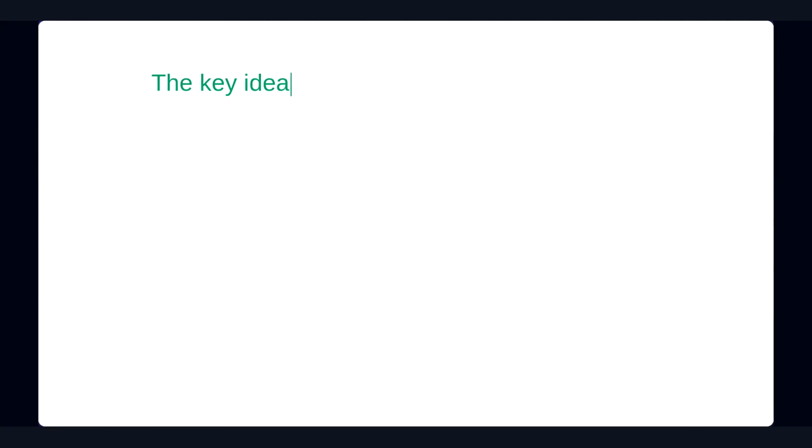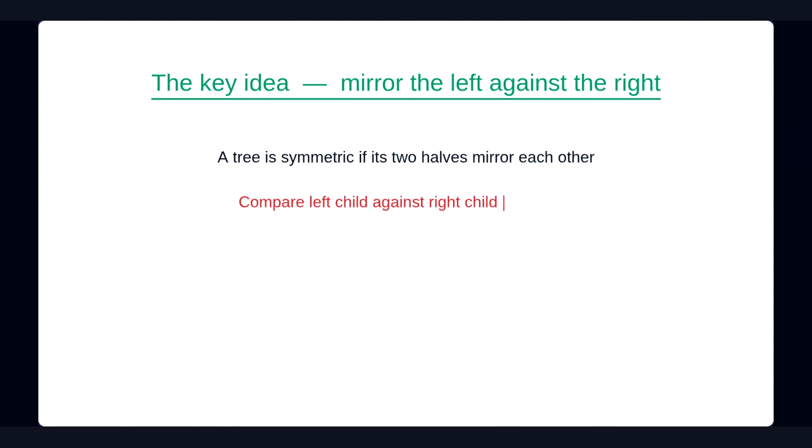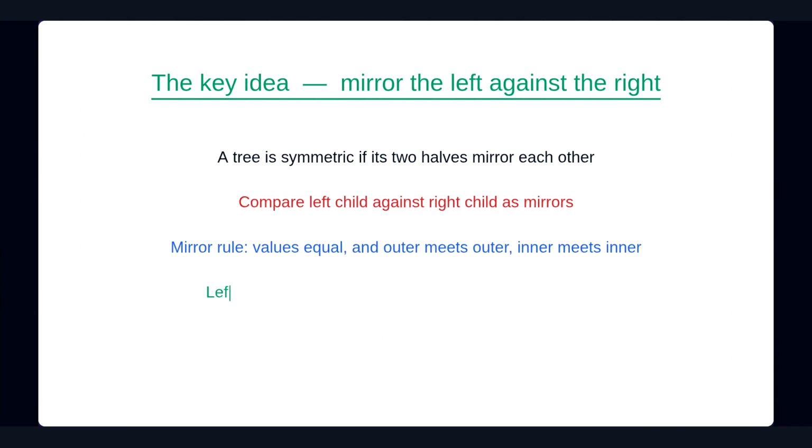Symmetry is really a mirror comparison between the root's 2 children. We write a helper that takes 2 nodes and asks, are these mirror images? If both are empty, yes. If only one is empty, no. If their values differ, no. Otherwise, and this is the key, the outer sides must mirror, so the left node's left child pairs with the right node's right child, and the inner sides must mirror too, so the left node's right child pairs with the right node's left child. The whole tree is symmetric when its left and right children mirror each other this way.